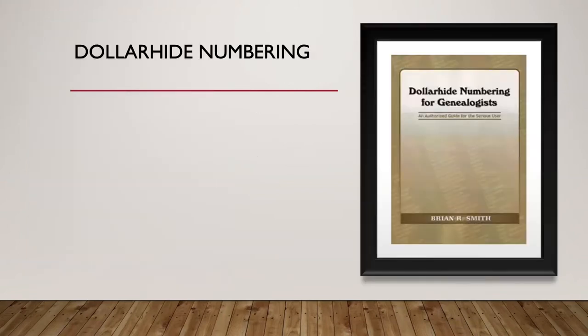The second book out there is Numbering for Genealogists by Brian Smith. Now, I haven't used this book very often, but it has some excellent discussion in regards to some of the working paper pieces of numbering. I would not personally use Dollarhide numbering in a final publication unless the editor required it, and if I was my own editor, I probably wouldn't use it either, because there's a learning curve associated with using it. For working papers, I think it's great.